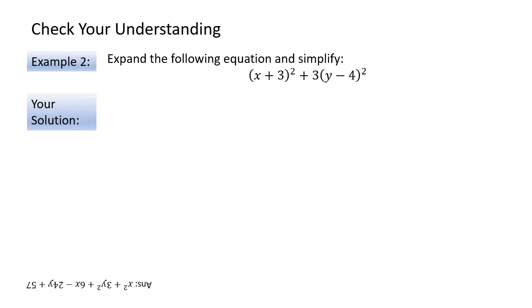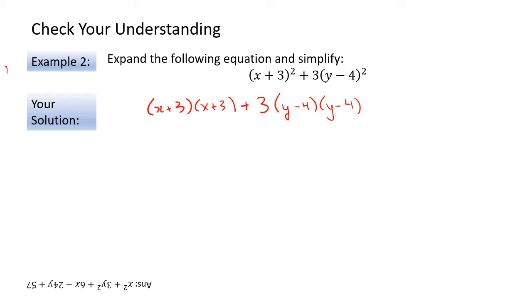So let's look at another example. Expand the following equation and simplify: (x + 3)² + 3(y − 4)². Okay, so again, I'm going to start by writing these out, or simplifying them out. So we get (x + 3)(x + 3) + 3(y − 4)(y − 4). All I'm doing is showing you the version to write it instead of putting the squared sign.